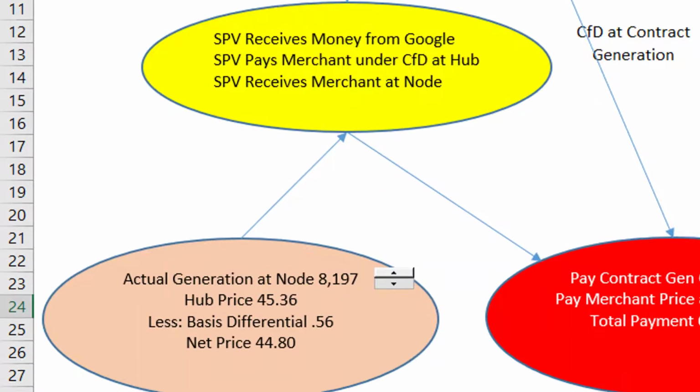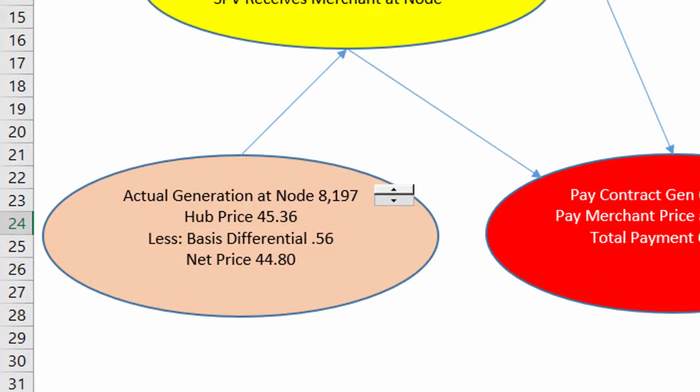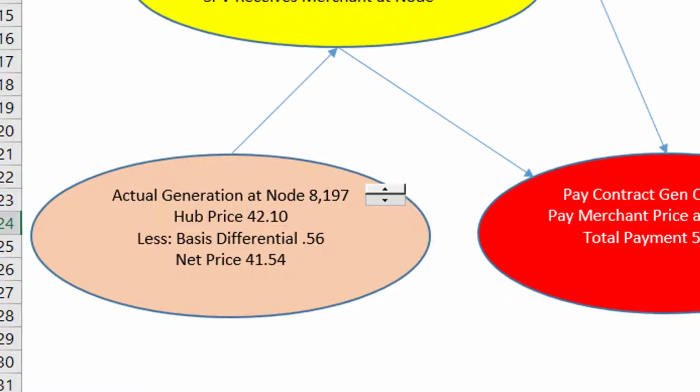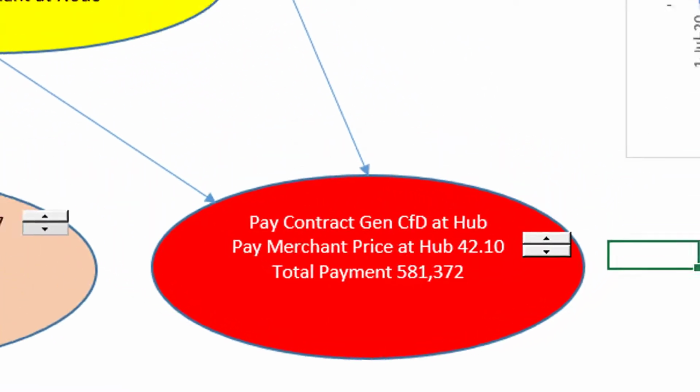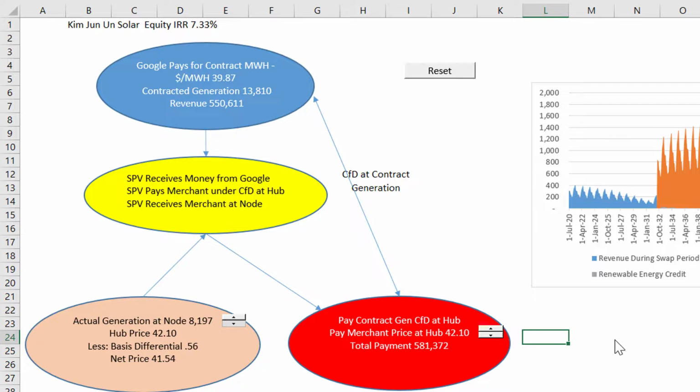If you assume a lower merchant price, then it's kind of offset, because if you have that generation, at least you can buy it at a much lower price. Okay, and I think that's about it for our revenue contracts.